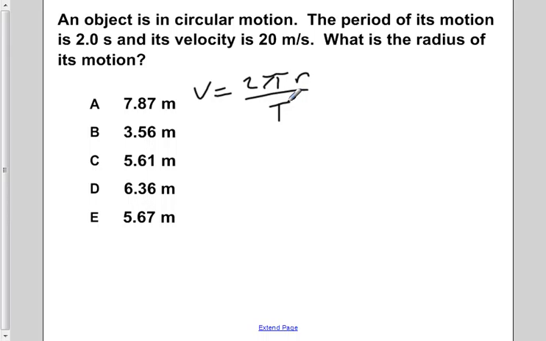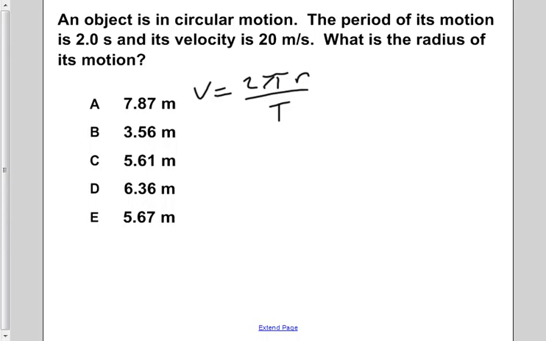Therefore, the total distance that we'd have traveled would be the circumference. Now, if we divide the circumference by the total time it takes to travel, that would give us our velocity. So now that we have solved for this equation, we're going to use it as a means that will help us to solve our problem. They're asking for the radius of our motion, so we have to solve this equation in terms of just r. We need r by itself.